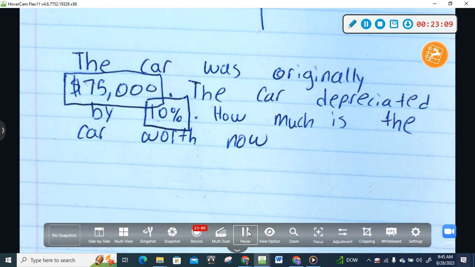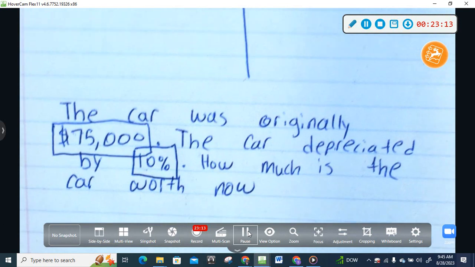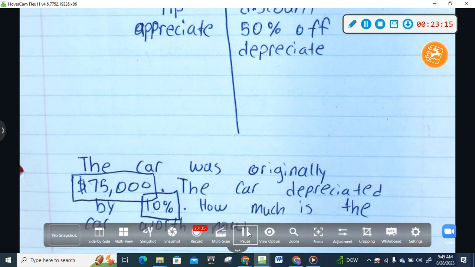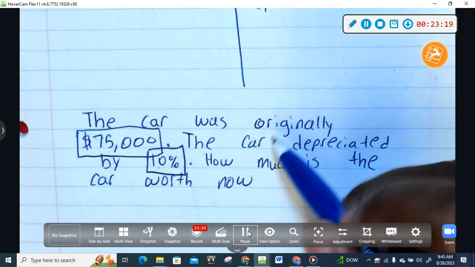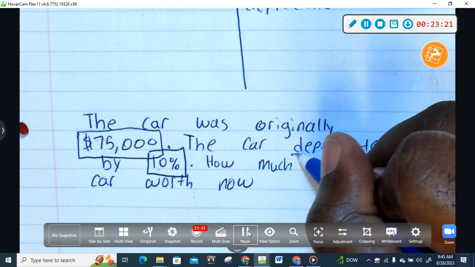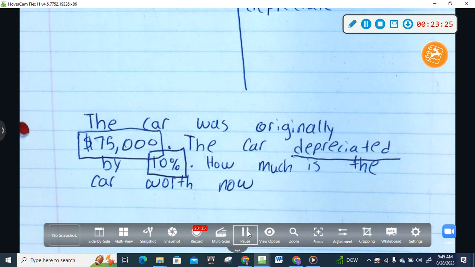And then what's my term here, my keyword that tells me what I'm gonna do? Out of these ones that I wrote down, what do I see here? What's my keyword in this problem? The car what? Yep, depreciated. Good. I'm gonna underline that. Car depreciated. So now what goes in the calculator? This is the magic question.